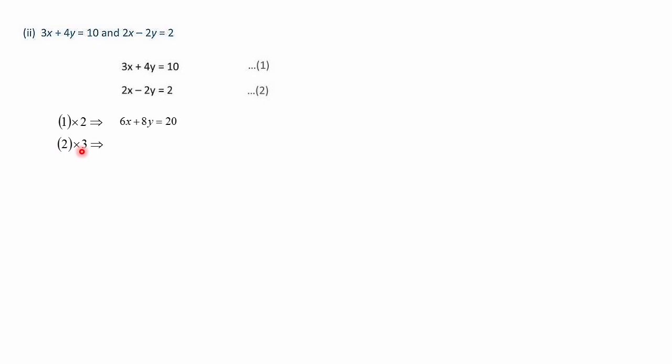And second equation I multiply with 3. That means 3 into 2 6. Then 3 into 2 6. Again here also 3 into 2 6. So 6x minus 6y is equal to 6. Label it as equation number 3 and 4.